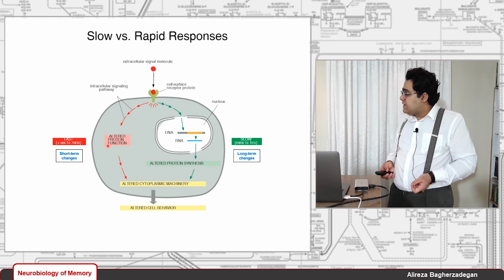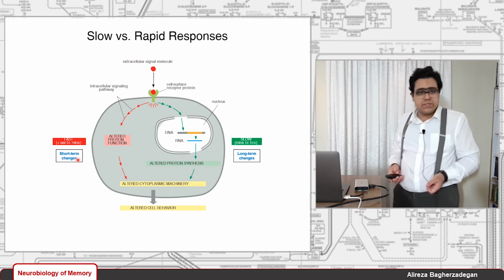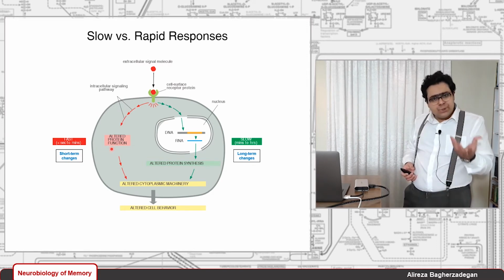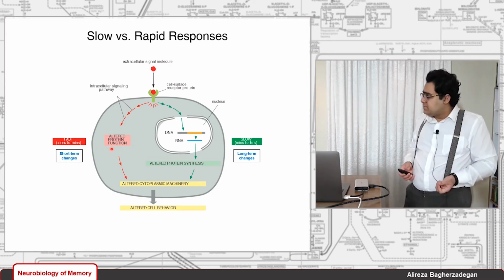And since the events are not permanent, or they're not going to last for a long time, they're also called short-term changes. So the alteration in protein function is a short-term change. Okay?